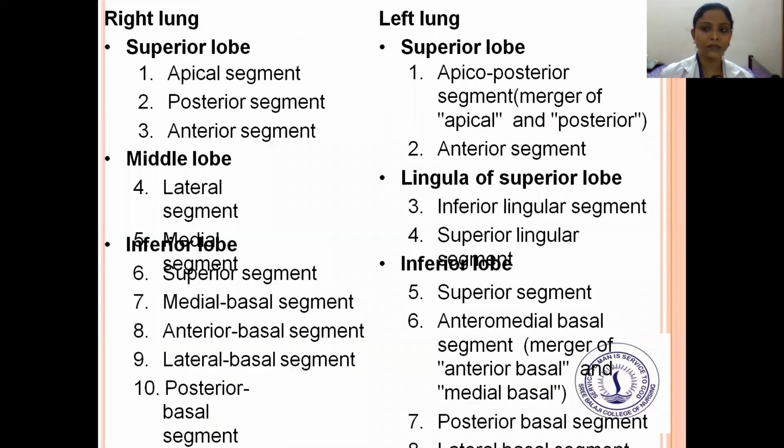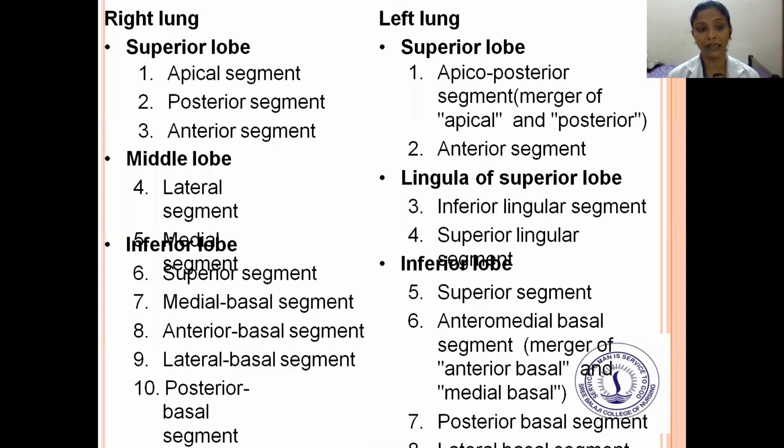So what are the contents present in the lungs, the right lung and the left lung? Superior lobe, it has one apical segment, posterior segment and anterior segment. Middle lobe, it has a lateral segment. Inferior, it has a superior segment, medial basal segment, anterior basal segment, lateral basal segment, posterior basal segment.